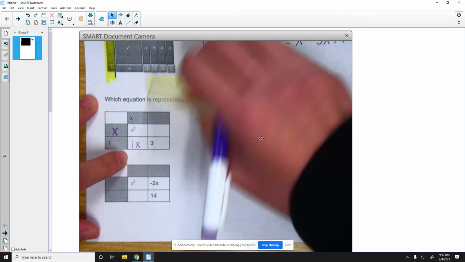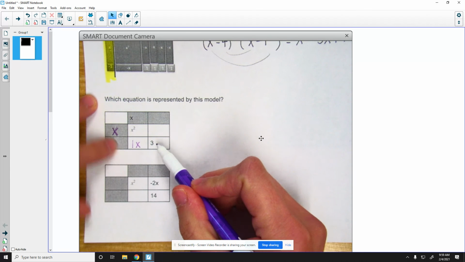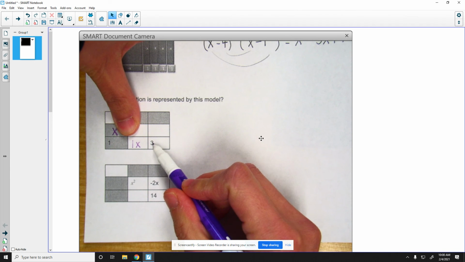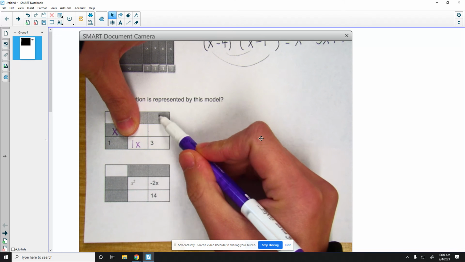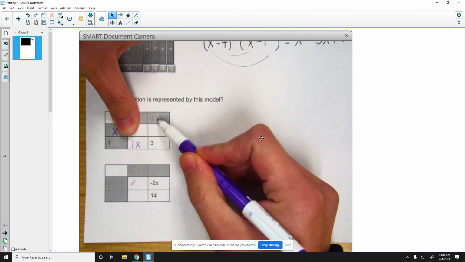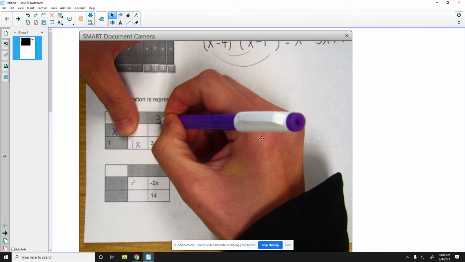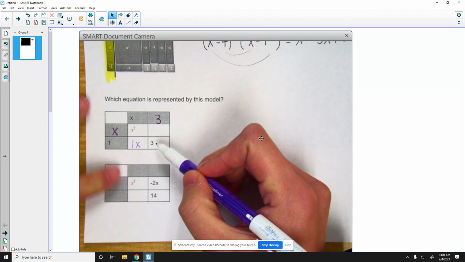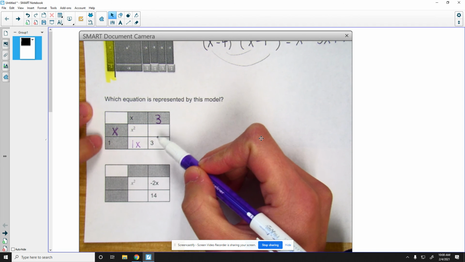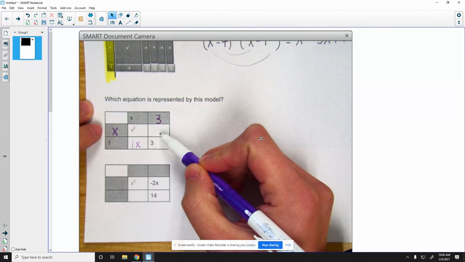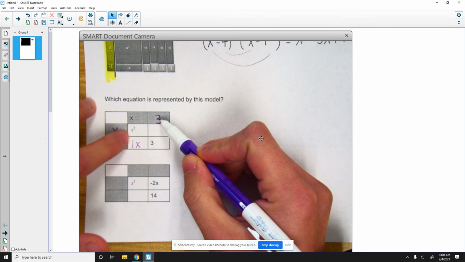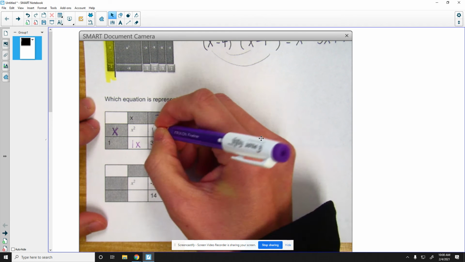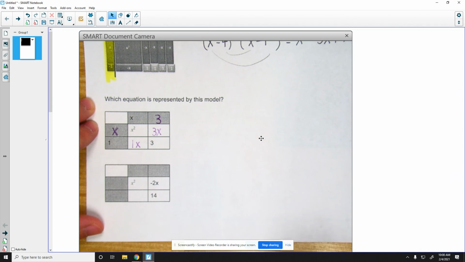Okay, so then let's see, hold on. This is 3. So if this is 3, and that's the answer, 1 times what here would give you the answer of 3? 3. You see how I'm working with what I have and doing it that way? Okay, so then hold on. This is the last empty one. So that would be what? 3x.